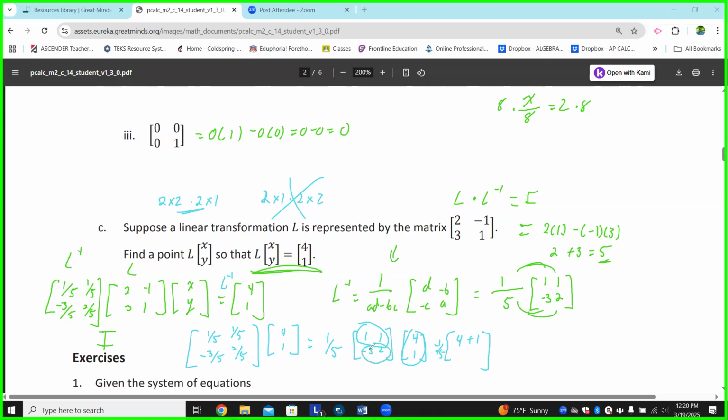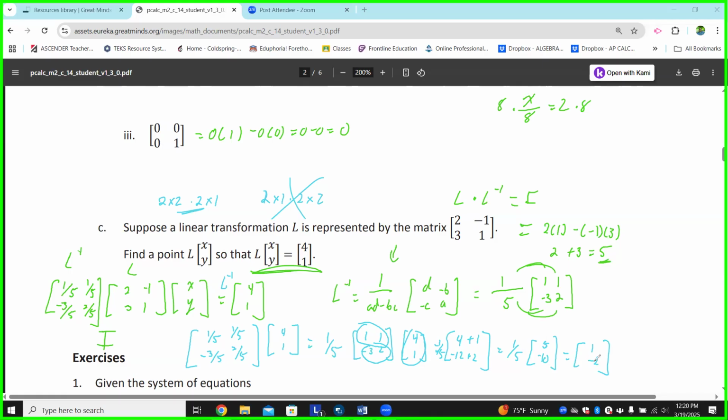And then row times column again. Negative 3 times 2. 2 times 2. Yeah, you're right. 2 times 1. 2. Come over here. I have the 1/5. 4 plus 1 is 5. Negative 12 plus 2 is negative 10. What is 5 divided by 5? 1. What's negative 10 divided by 5? I no longer have to guess the answer. I can now mathematically do the work.